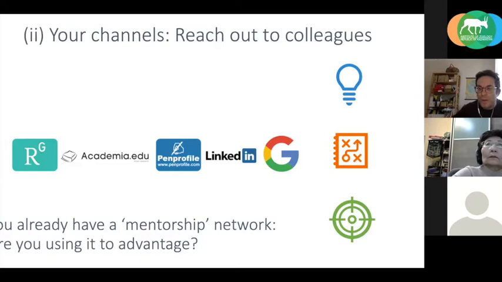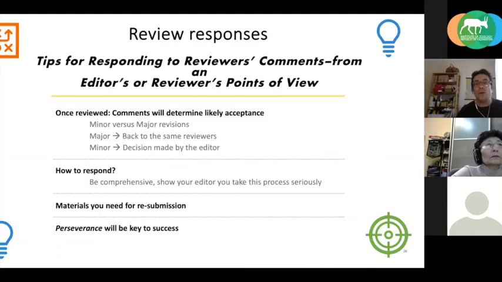Talk to people, build a network, get on ResearchGate, get on academia.edu, get on some of those other academic social networking sites that international colleagues use, LinkedIn, Google Scholar, ORCID, all of these different places where you can build a profile and make sure that people know about you and know about your work.